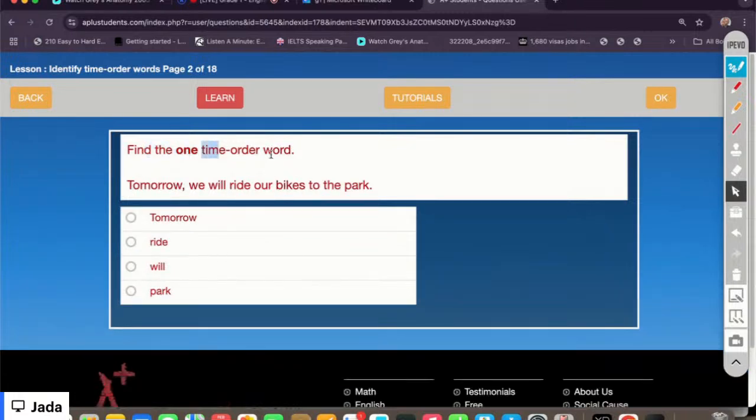We have find the one time other word. Tomorrow we will ride our bike to the park. So what do you think is the one time other word here?